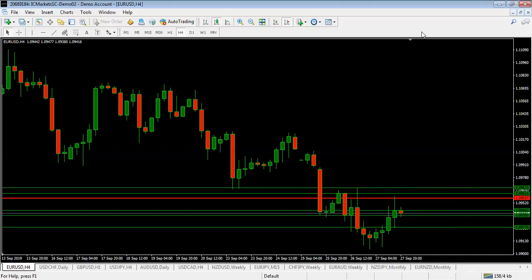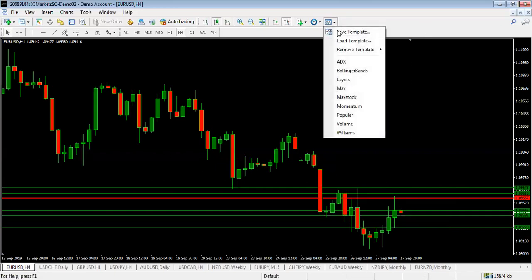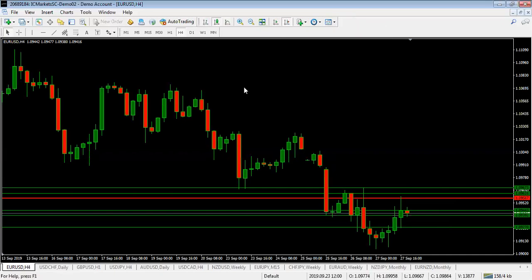Now, if I'm to apply the zigzag indicators and all that, let's see what we have. If I apply the zigzag indicator, my lines will disappear. Okay, no need. So that is that.